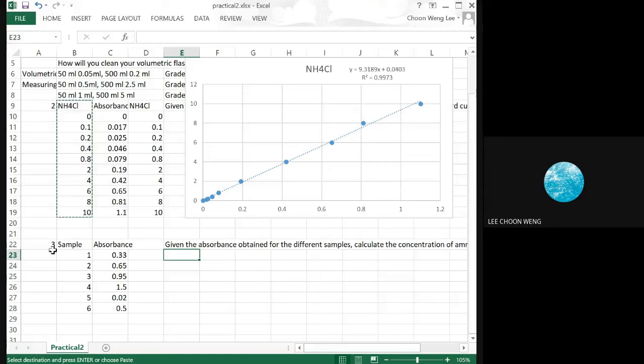So next, when you do the sample measurement, you'll get your absorbance. Now, absorbance is X, so you just have to add your absorbance into the equation to obtain the concentration of the ammonium that you are measuring.